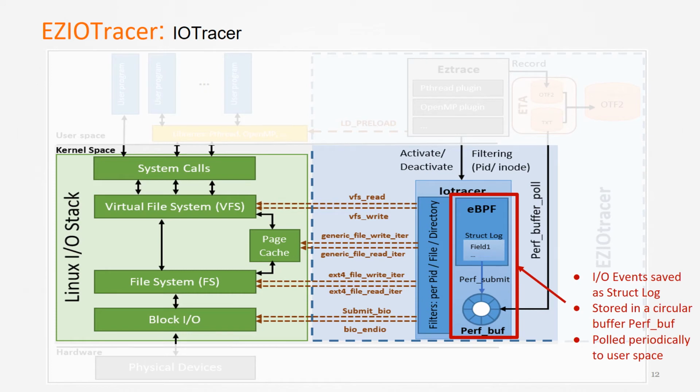In this slide, I will show how IOTracer records events. Using eBPF, the captured IO events are saved in a custom C structure, the struct log in the figure, which will be pushed to a circular buffer, the perf in the figure, using the perf submit function. Then data must be fetched in user space periodically with the perf poll function.